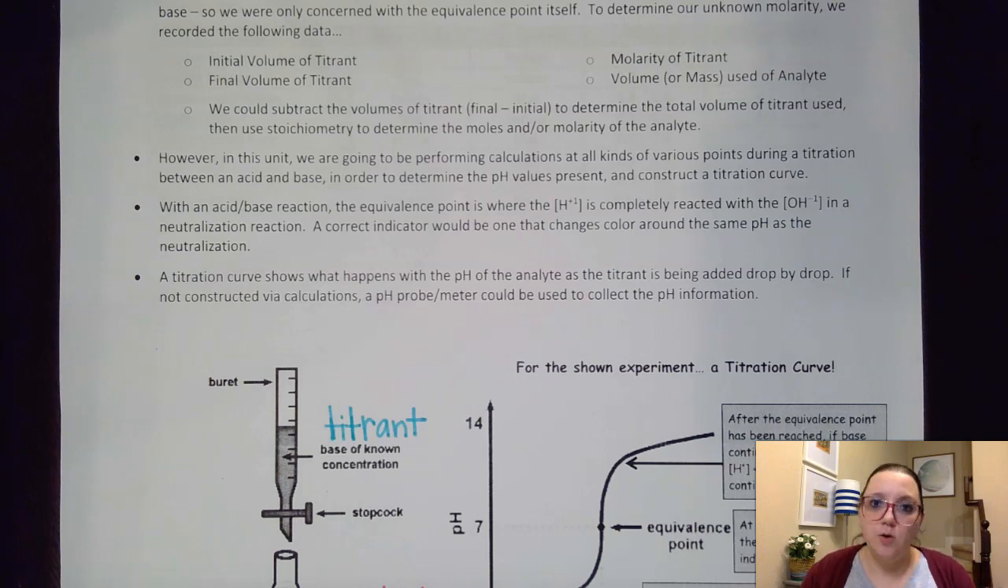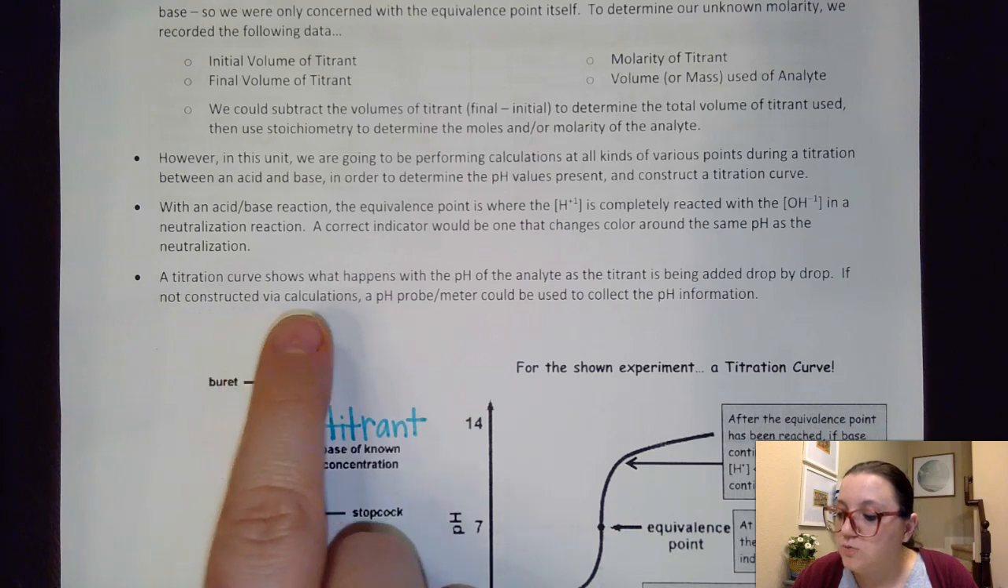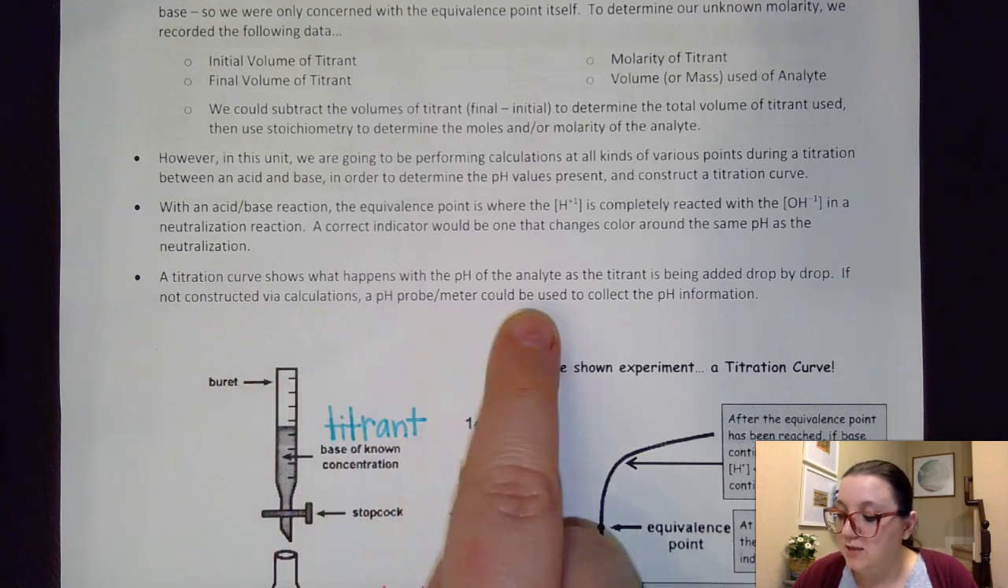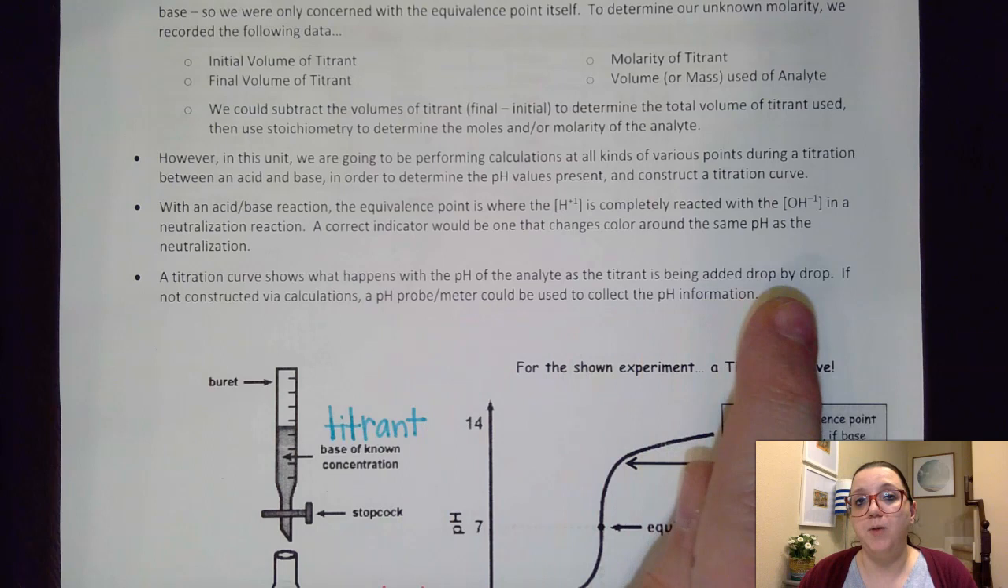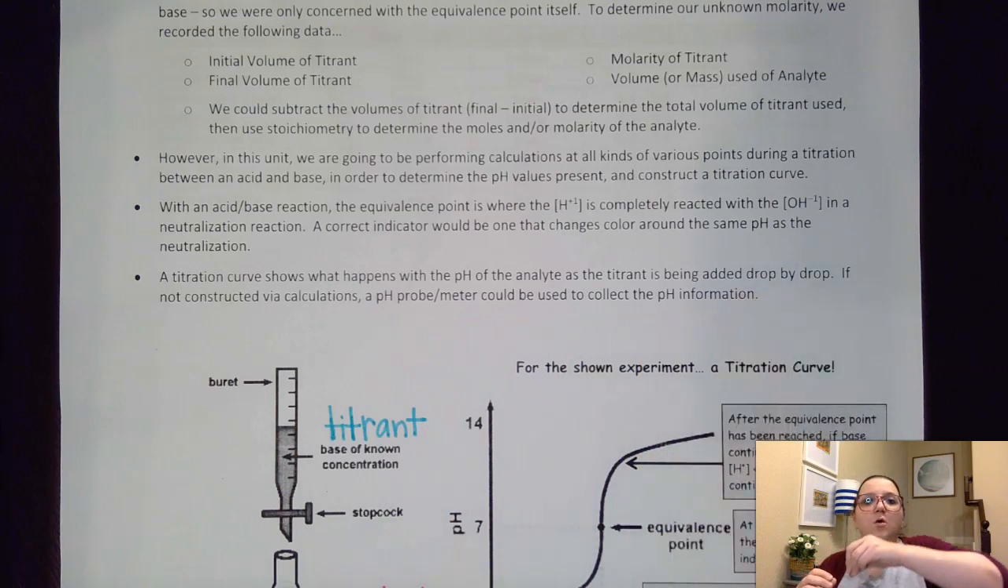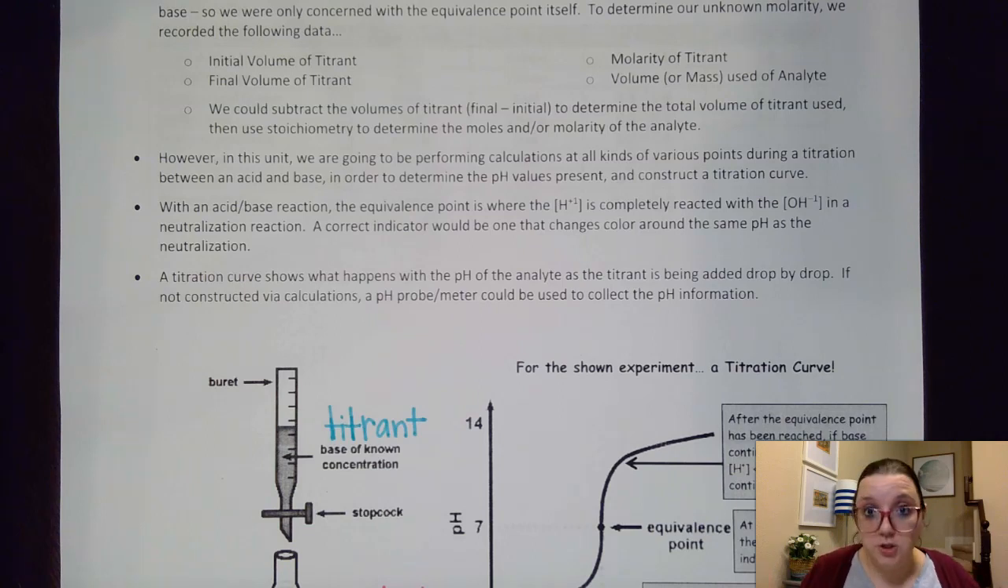So this is not the only day where we're going to be talking about titration curves, believe me. Now, a titration curve itself shows what happens with the pH of the analyte as the titrant is being added drop by drop. So it basically shows what's going on with that pH level all throughout the titration process, both before we've reached the equivalence point as well as after. Now, to construct a titration curve, you could do so with calculations, which is what we're going to do today.